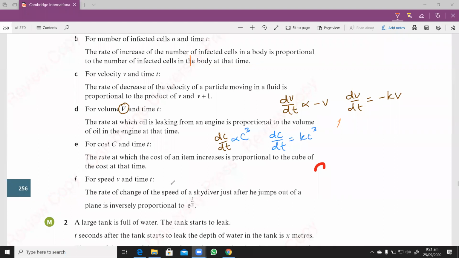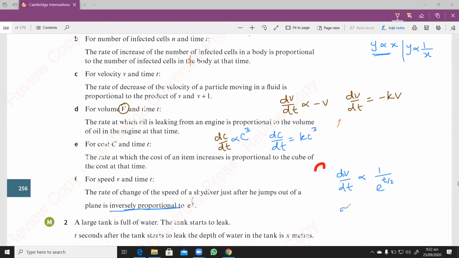Similarly, for this last one, for speed v and time t, the rate of change of speed of a skydiver just after he jumps is inversely proportional to e raised to power t over 2. So dv by dt is proportional to 1 over e raised to power t over 2. Now, this is the first time we have seen this inversely proportional thing. If you recall your O-level work, if y is directly proportional to x, we write it like this, and when y is inversely proportional to x, we write y is proportional to 1 over x. Okay? So this dv by dt is inversely proportional to e raised to power t by 2.